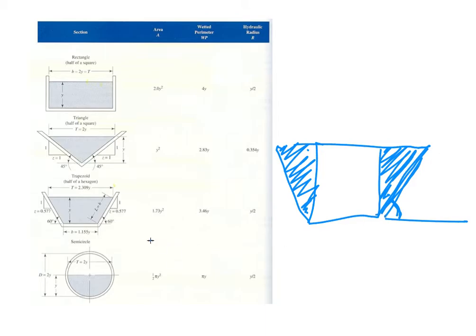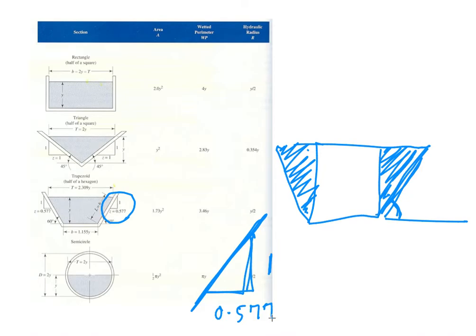Sometimes you will be given the slope like this, where it is given as 1 and 0.577. What does this mean? It means you can use the tangent. The height here is 1 and the length here is 0.577. By using the tangent, you can determine the slope, the angle here. After you know the angle, you can calculate the length and so on.